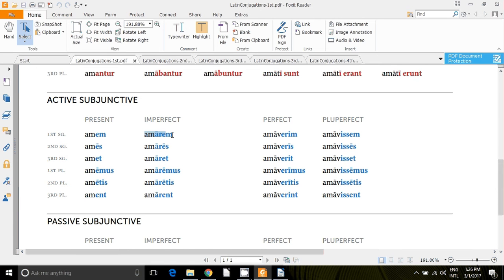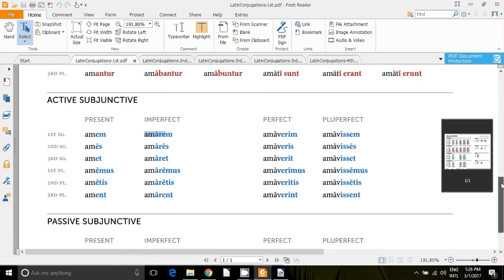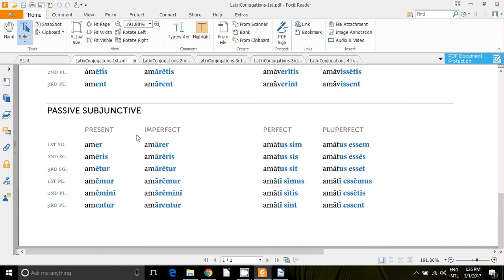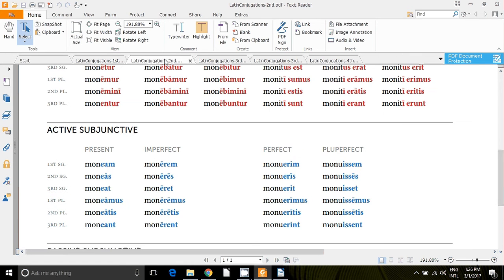So, amarem, amares, amaret, amaremus, amaretis, amarent, and then in the passive voice, down here, we add r, ris, tur, mur, mini, ntur, and so we have amarer, amareris, amaretur, amaremur, amaremini, amarentur.